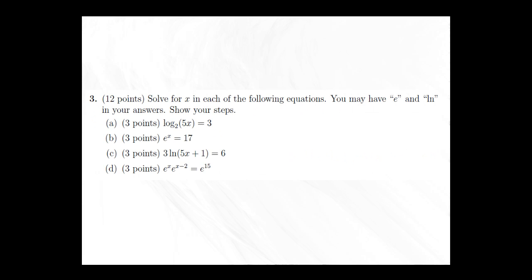Number 3, for 12 points, solve for x in each of the following equations. You may have e and natural logarithm in your answers. Show your steps. 4 parts for a total of 3 points each. A, log base 2 of 5x equals 3. B, e to the x equals 17. C, 3 times the natural logarithm of the quantity 5x plus 1 is equal to 6. D, e to the x times e to the x minus 2 is equal to 15.